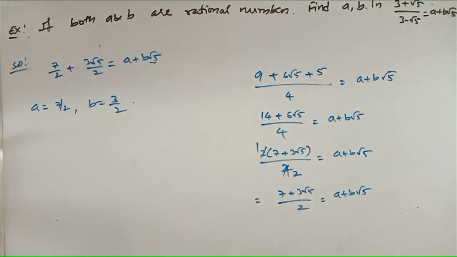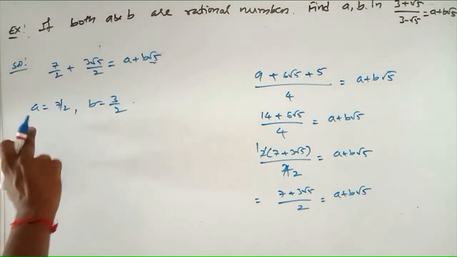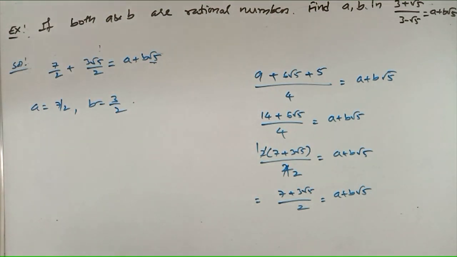Now I got the values of a and b. Clearly a and b are rational numbers, 7 by 2 and 3 by 2. In the same way we will do some more problems.